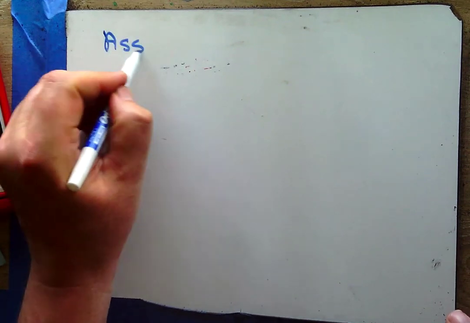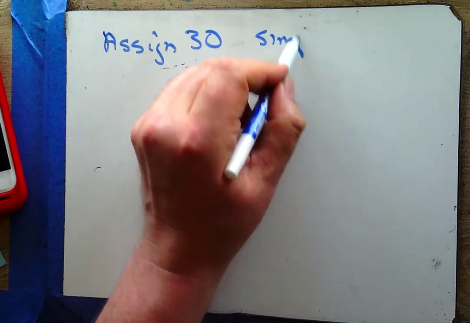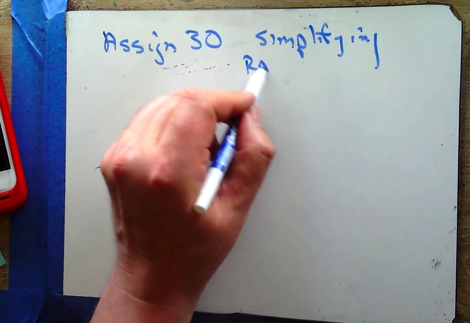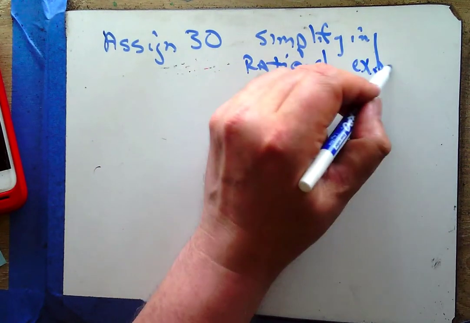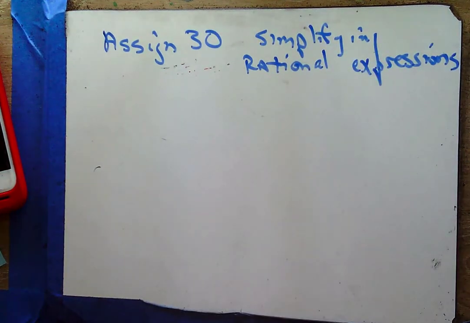Hey everyone, in assignment 30, we're looking at simplifying rational expressions. And whenever we talk about rational expressions, it's a good time to come back and talk about domain. So we'll have a little conversation about domain as well. In fact, why don't we start with a conversation about domain?